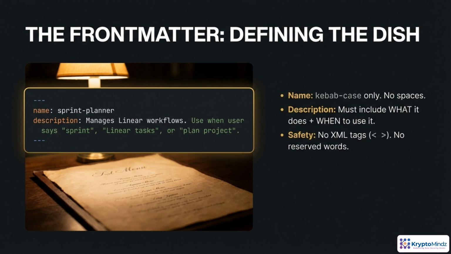Frontmatter is your skill's menu line. It tells Claude what this dish is and when to serve it. Start with the name. Keep it kebab case, lowercase, no spaces or underscores, and don't include Claude or Anthropic. Then write the description. It has two jobs. Clearly state what the skill does and give concrete trigger phrases or situations when it should be used. Finally, keep it safe and parsable. No XML angle brackets, no clever markup tricks. Tight, specific frontmatter is what makes your skill discoverable and reliably auto-triggered.